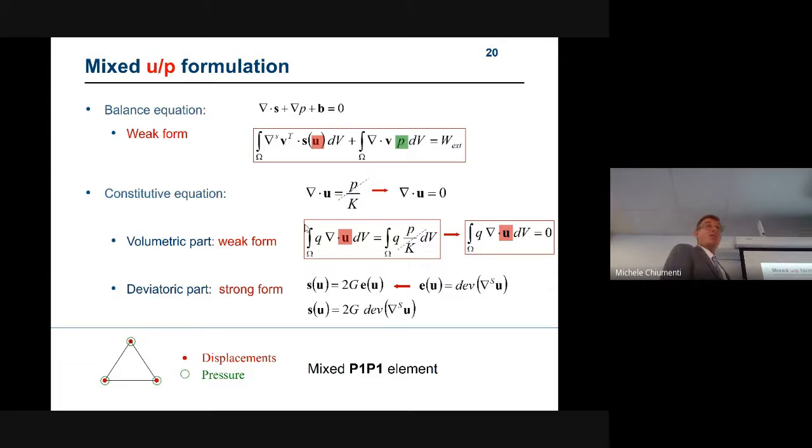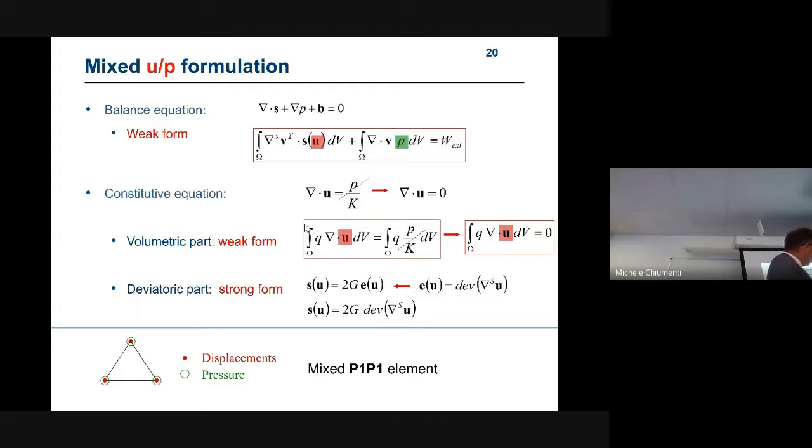Next, the solution, which is very much adopted in computational fluid dynamics and now for incompressibility in solid mechanics, uses as main variables the displacement and the pressure. So this is the balance equation in strong form. This is the balance equation in weak form. But now the pressure is a variable at the nodes of your mesh. So it's a main variable.